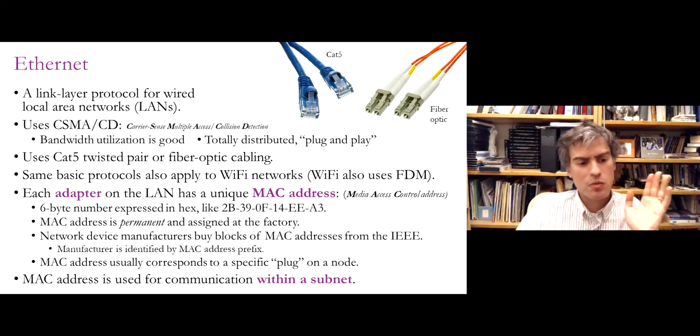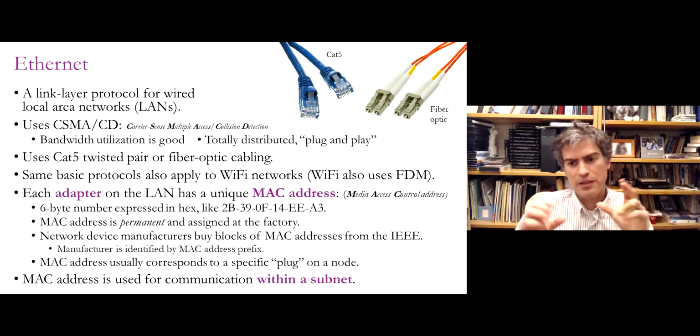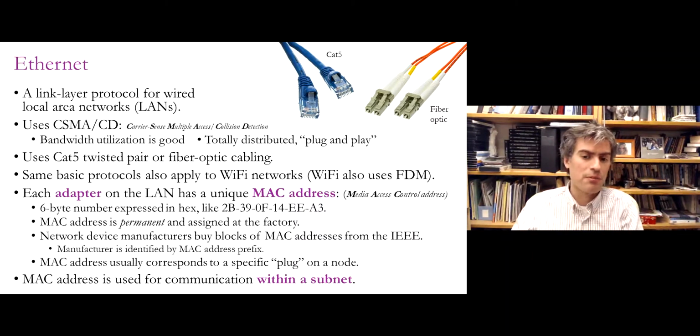All right, so with Ethernet, we talk about adapters, which are like the ports or interfaces, the devices that are connected to the LAN. Every adapter, which is like every plug on the LAN, has a unique MAC address. MAC stands for media access control or medium access control. And this is a fundamental feature of Ethernet. These are 6-byte numbers. They're kind of long. They're expressed in hex, so they look something like this. You can see here.